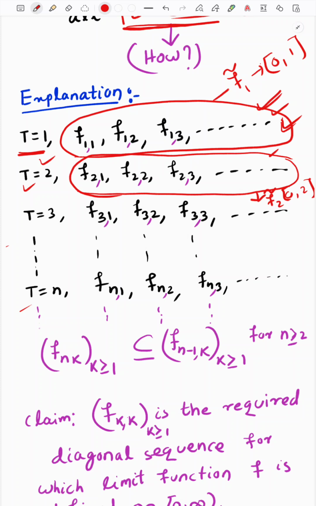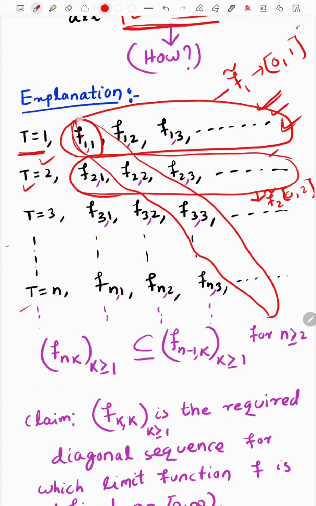Then our required subsequence, for which the limit function f is defined on the whole infinite interval, will be the diagonal sequence. One can also realize this easily, because when we choose the element f11, our limit function is defined on the closed interval 0 to 1, and when we jump to the element f22, our limit function is defined on 0 to 2. When we jump to the element f33, our limit function is defined on 0 to 3. So if we proceed to infinity, our limit function is also defined on the infinite interval.